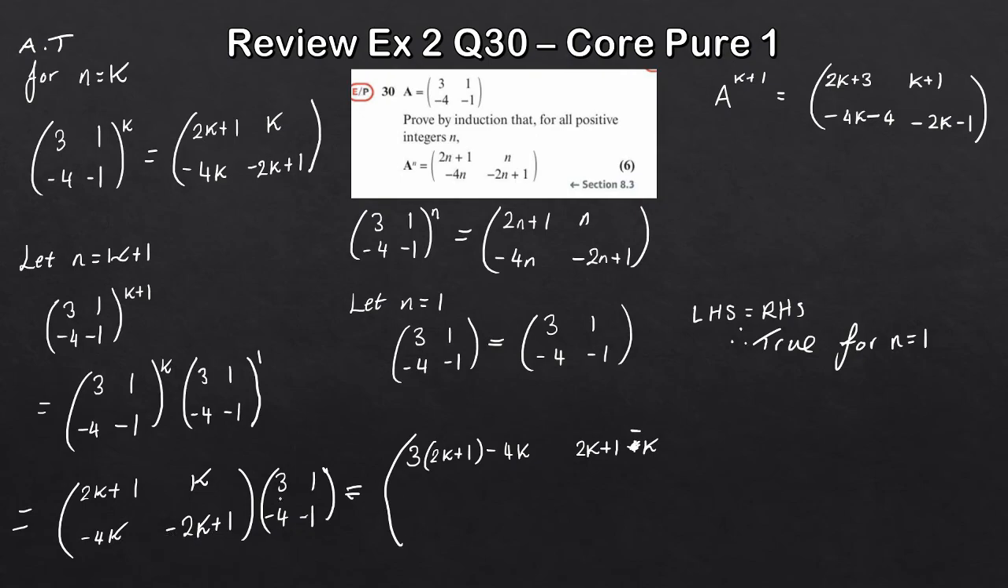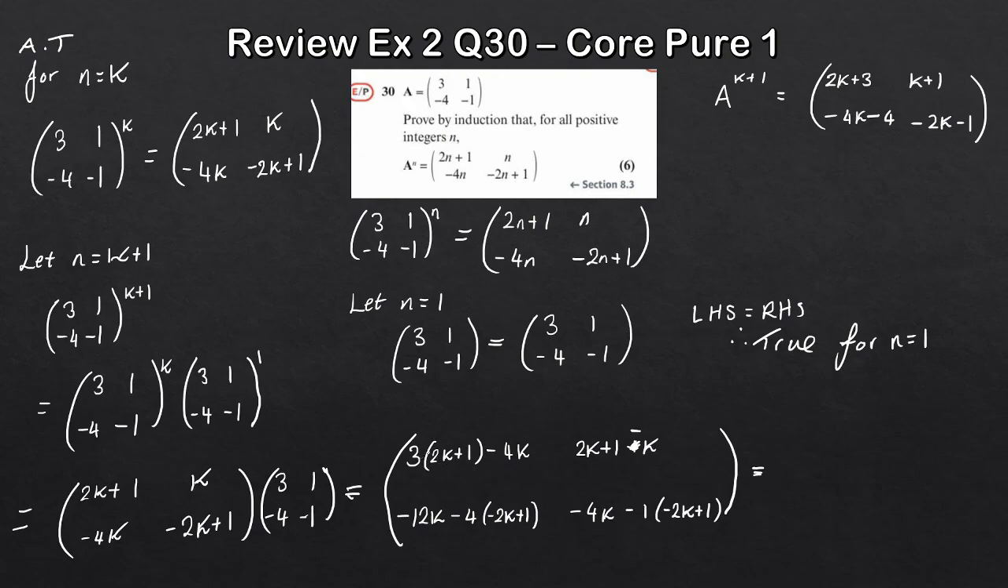Then this row here by this column, so minus 4k times 3, that's minus 12k. And then minus 2k plus 1, so minus 4 lots of that. Like so. And then finally, the bottom right one, so minus 4k times 1, so that's minus 4k, minus 1 lot of minus 2k plus 1. So now we just need to simplify everything here.